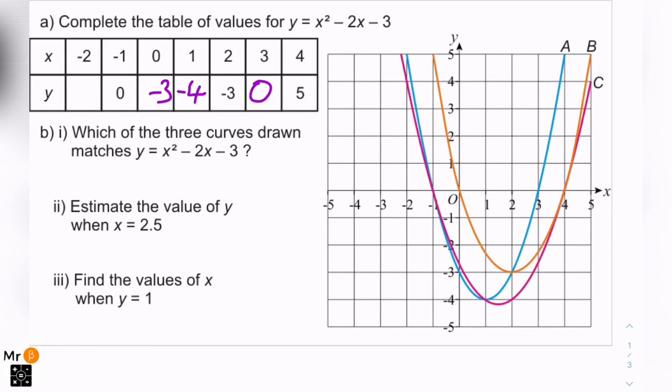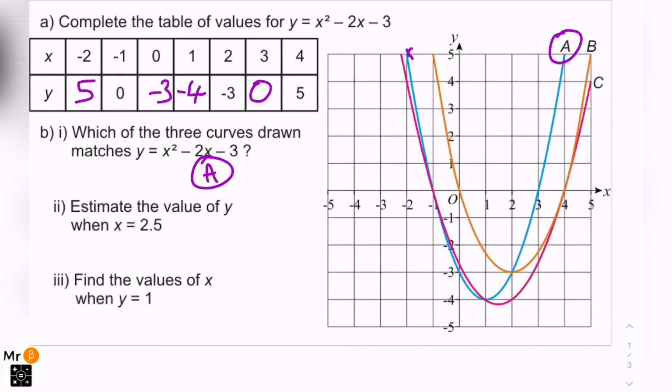And then we go back to our negatives. Negative 2 squared is 4. Negative 2 times negative 2 is 4. So 4 plus 4 is 8. Subtract 3, and we get 5. Now we can work out which line is plotted correctly. We know that it's got to go through negative 2, 5. There's only one line which does that, so our answer would be A.